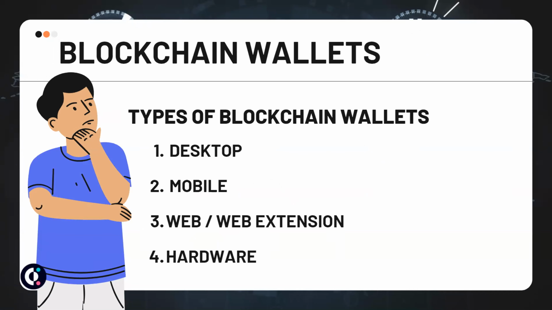These are examples of hardware systems, like your desktop computers, your mobile phones, and the web extension on your desktop or your laptop. Basically, these are some of the wallets you can get in the blockchain. All right, next slide, please.